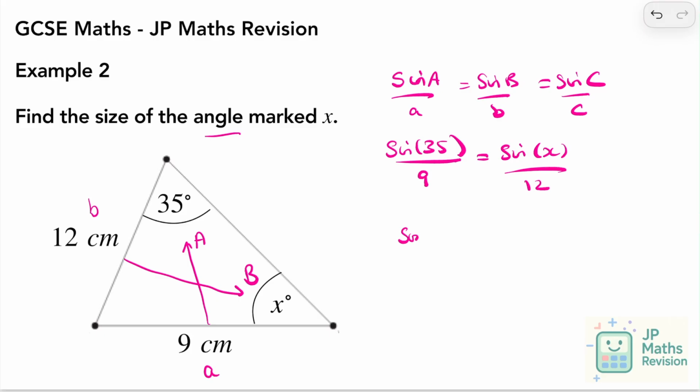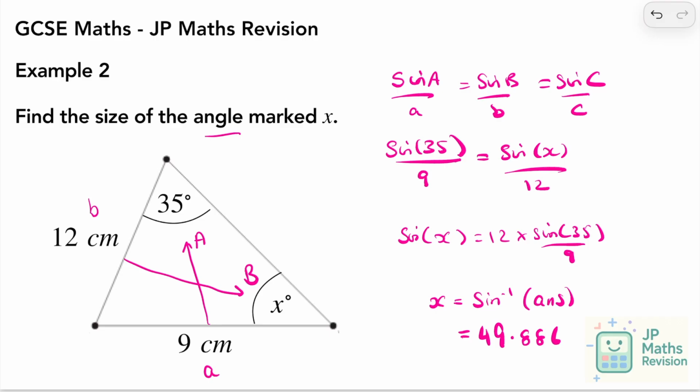So I end up with sine X equals 12 times sine 35 over 9. And if I want to find out what X is, I need to do the inverse of sine X. So the inverse of sine X is sine to the minus 1. So I type into my calculator sine to the minus 1 of the answer to the above. So I'll put answer. So if I type that all in, I end up with 49.886. So if I round that to 1 decimal place, I end up with 49.9 degrees, and that is going to be the answer to this question.